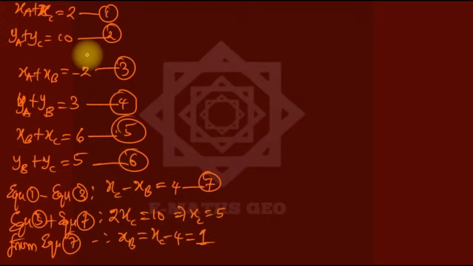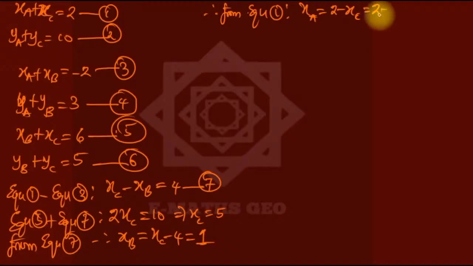Let's check XA. We choose any, okay, equation 1. Therefore, from equation 1, XA will be 2 minus XC, which is 2 minus 5, which is minus 3. So we've gotten the X coordinates for each of the vertices. So let's get Y.